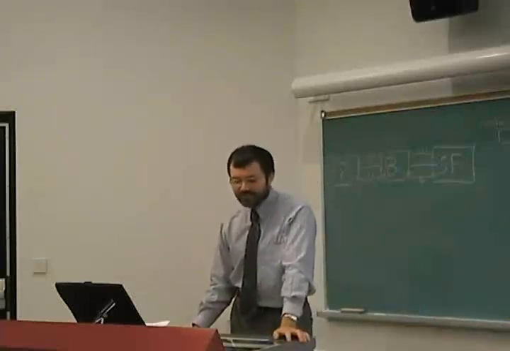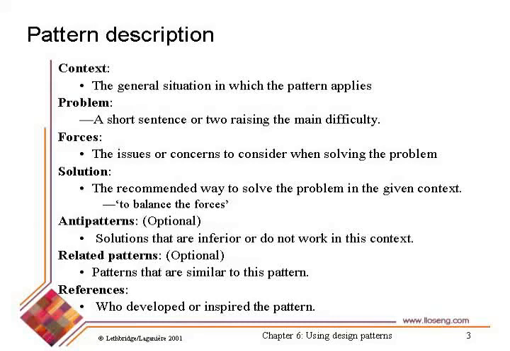The solution is the recommended way of doing the design, given the context, which sort of tells you what the relative weightings of the forces are, and the problem, and the actual things that you're considering. Anti-patterns is an optional thing. Anti-patterns are things not to do. Typical mistakes people make. Okay, a lot of authors will have a whole separate series of documents describing anti-patterns. I like to sort of list anti-patterns as part of the patterns. Things not to do. Mistakes not to make. Related patterns are other things to think about. Maybe alternative designs that you might also want to consider. And references is who developed or inspired the pattern.